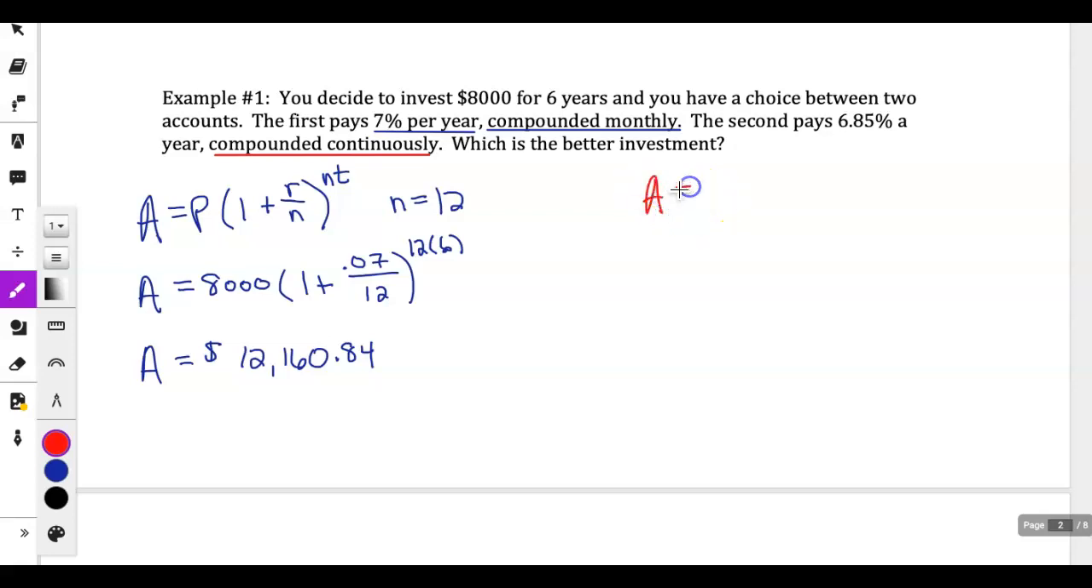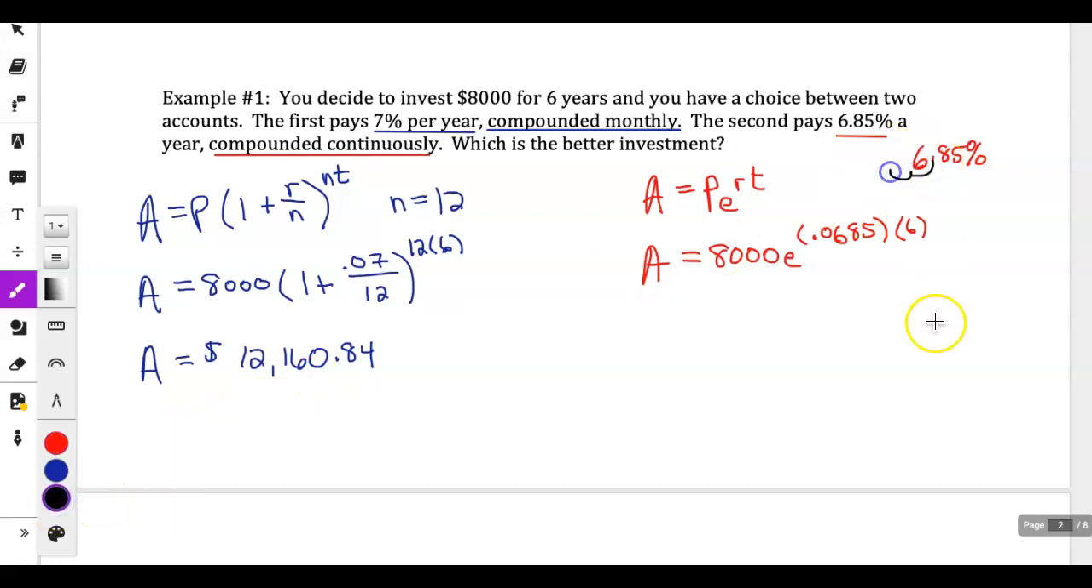Now let's use the different formula for compounding continuously. So for continuously, it's a different formula. Principal, e, rate, time. So this one actually pays 6.85%. So A equals same $8,000. This part of the equation, though, isn't there. It's e instead. So e, the rate is 0.0685, and then the amount of time we're leaving it in there hasn't changed, so it's 6. When you go from a percent to a decimal, you move the decimal place to the left twice. So 6.85%. If you want to get a decimal from that, you go 1, 2.